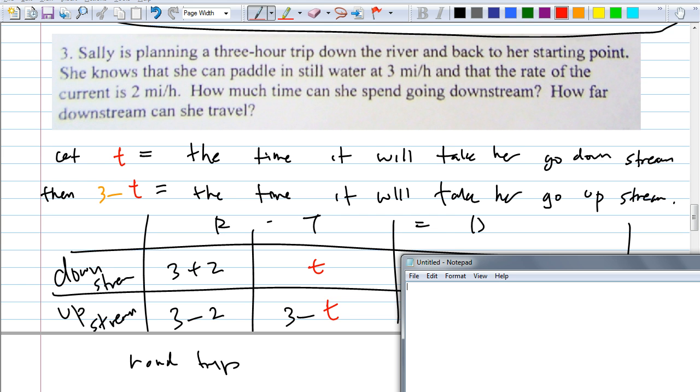Like I said again, I would go up first, right? Because what if you get tired, really? You don't want to go downstream first and come back up.